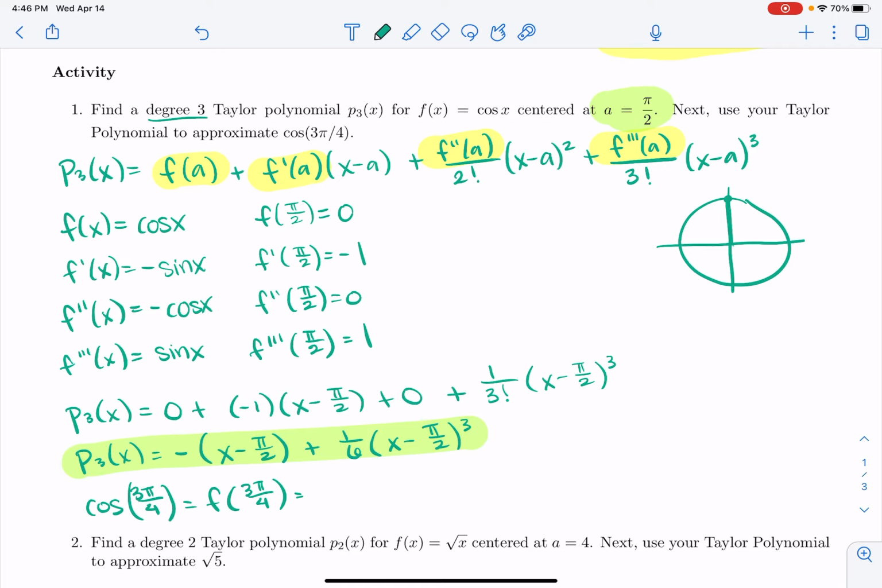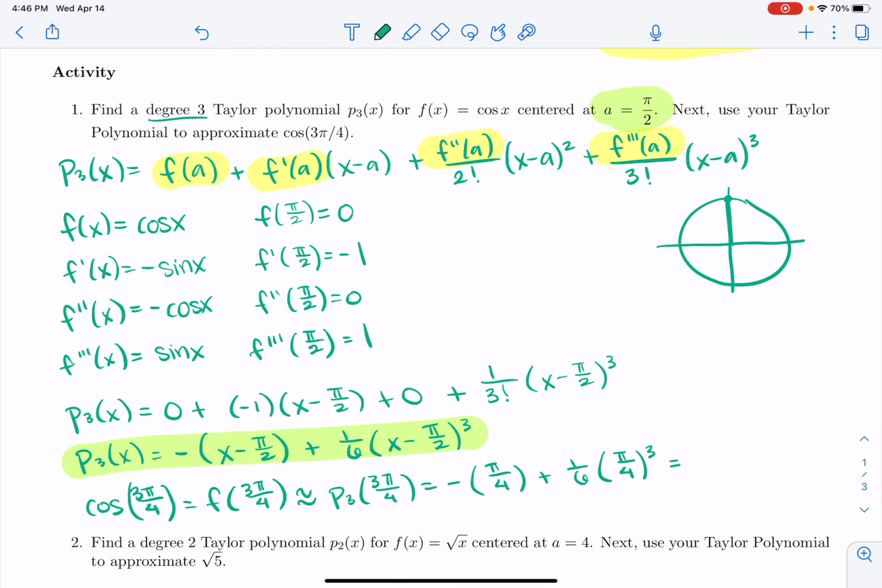And that is approximately equal to P3 of 3 pi over 4. So we get minus 3 pi over 4 minus pi over 2 just leaves us with pi over 4. And then plus 1 over 6 times pi over 4 cubed. And we can plug that into our calculator.